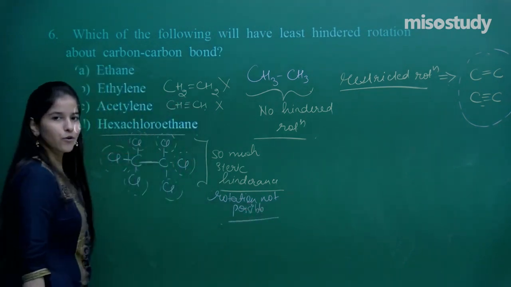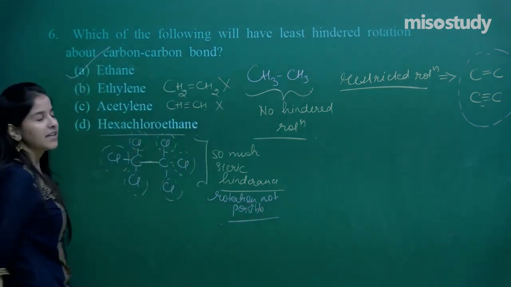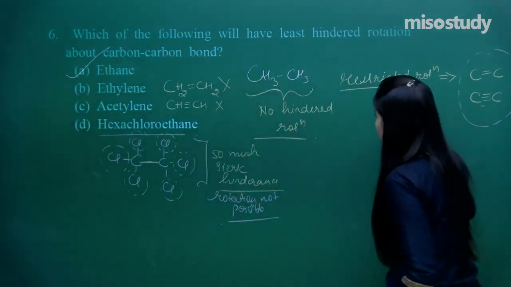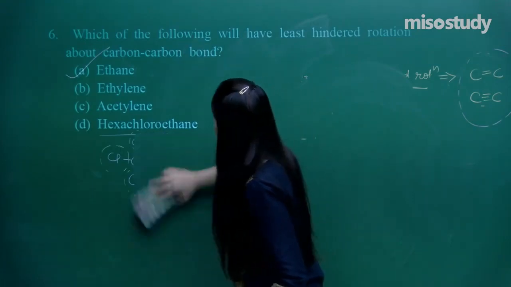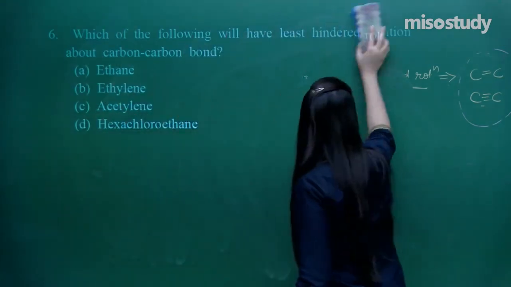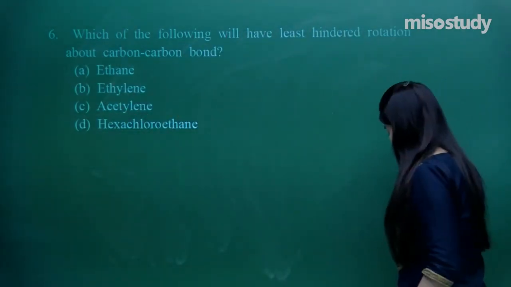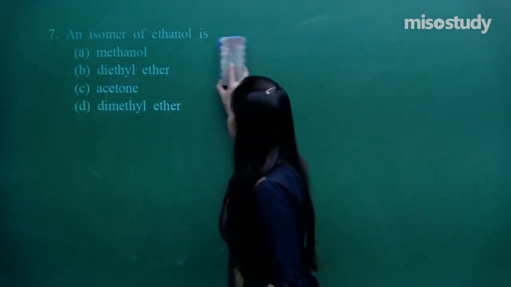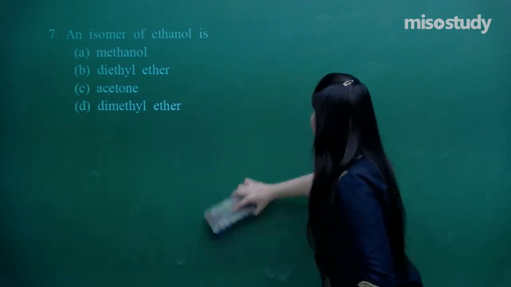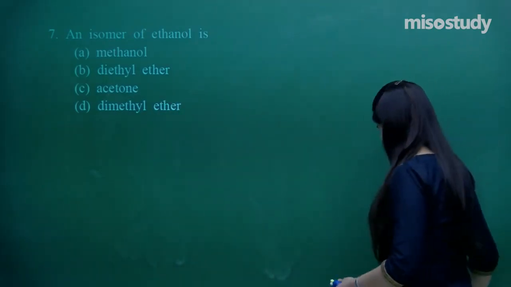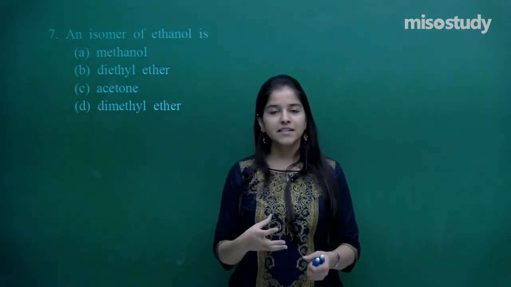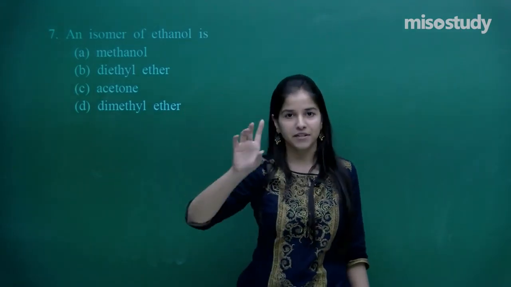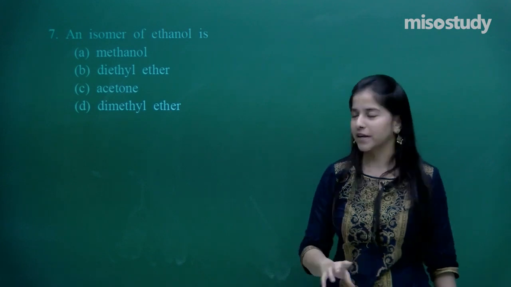So I hope you all have got it. Our answer is A. So let us just move on to the next question. What do we have in the next question? Now an isomer of ethanol is, so it's a very simple question. If you know the details about structural isomerism, you will be cracking this question in a minute, or I can say in a few seconds.